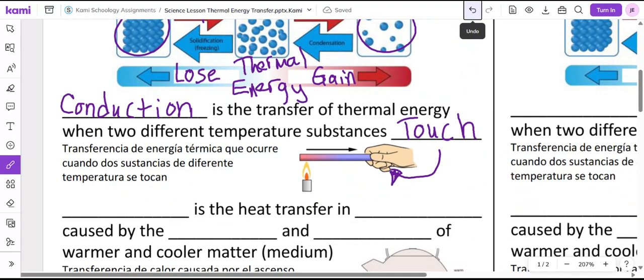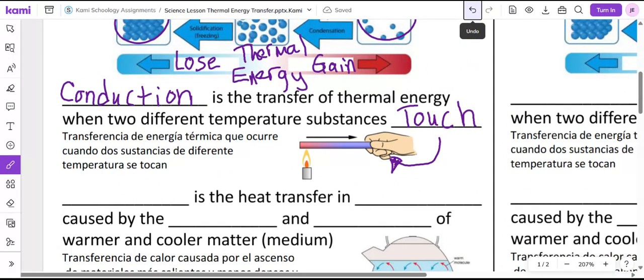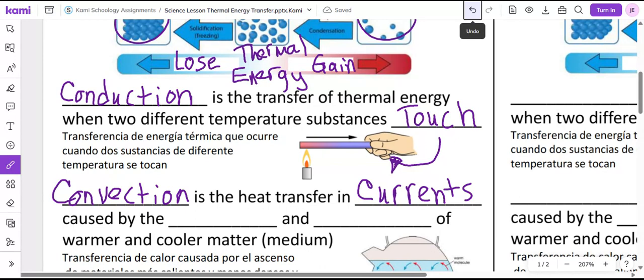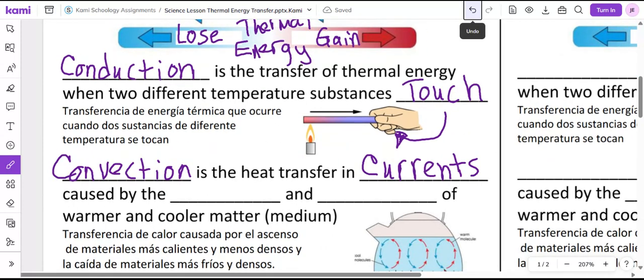All right. Now, the second one, when we're using air or fluids or liquids to transfer the heat, that is called convection. Convection is the heat transfer, and I'm going to introduce this word. It's the same thing. Just like in a river, you have currents. In the ocean, you have currents. You have movement of heat through liquids, fluids, or even through air.